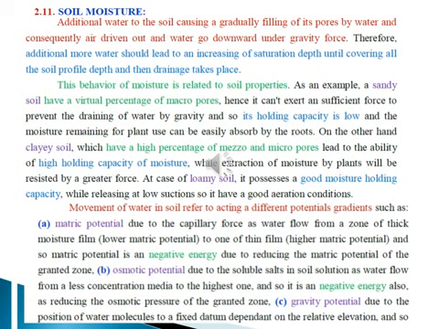and consequently air is driven out and water goes downward under gravity force. Therefore, additional water should lead to an increase of saturation depth until covering the whole soil profile depth, and then drainage takes place. Movement of water in soil refers to acting in different potential gradients such as barometric potential, osmotic potential, gravity potential, heat potential, and hydrostatic potential.